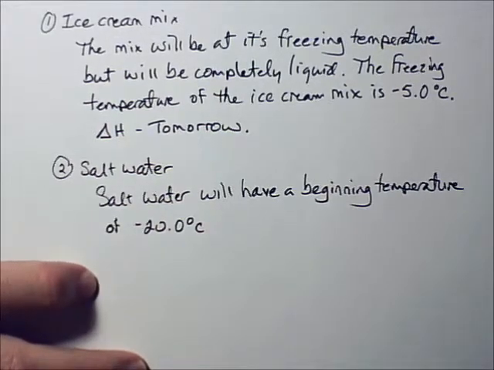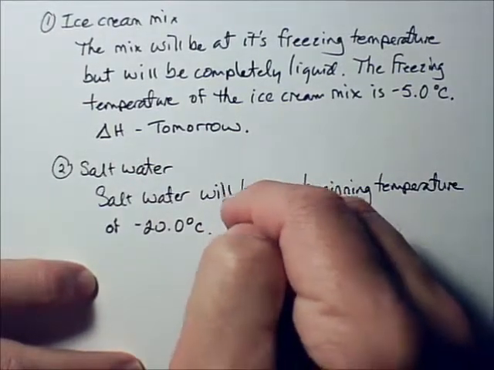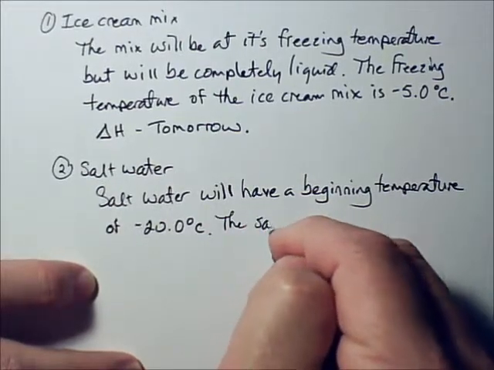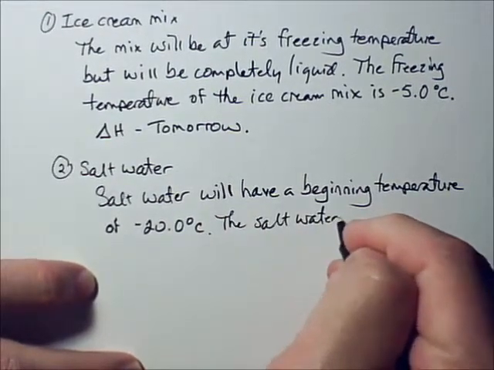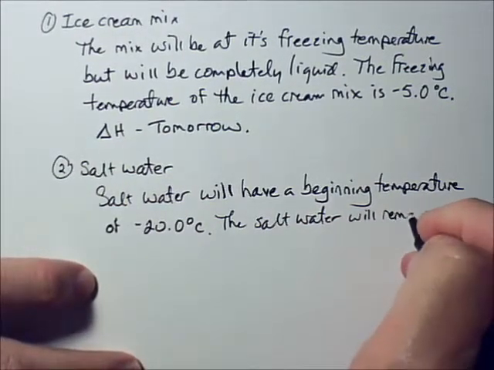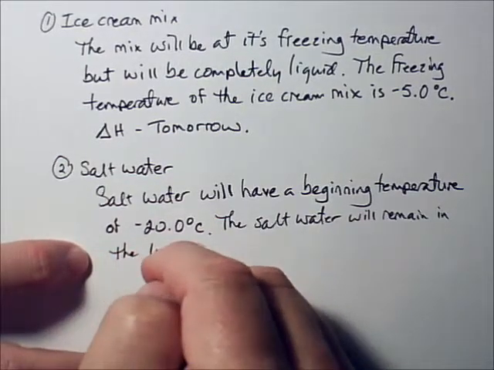Saturated salt water, that is water with all the salt you can dissolve in it at its freezing temperature, has a freezing temperature of about negative 21 degrees C. So this is right just barely above its freezing temperature. Okay? During the course of our theoretical problem in the lab, in the quiz tomorrow, the salt water, this is kind of like a helpful hint here, will remain in the liquid state.